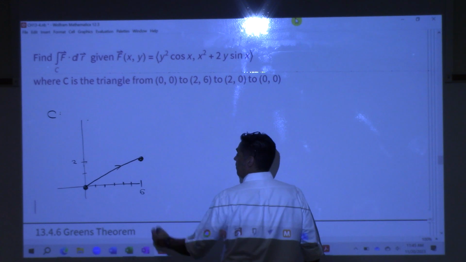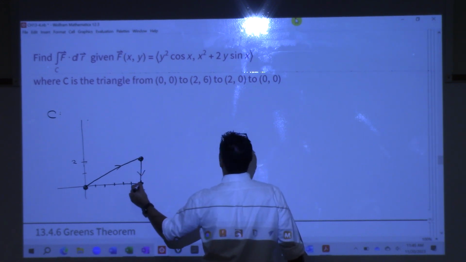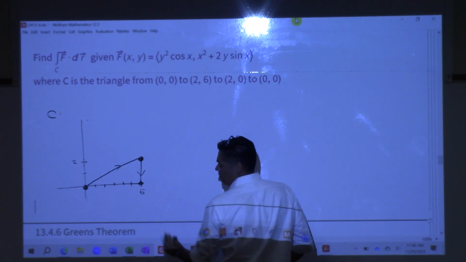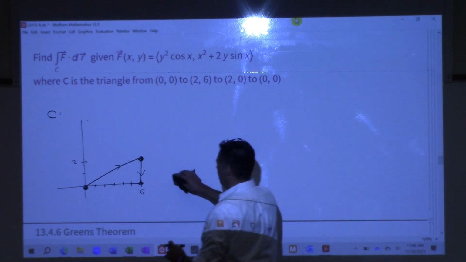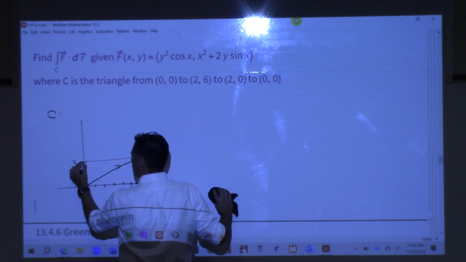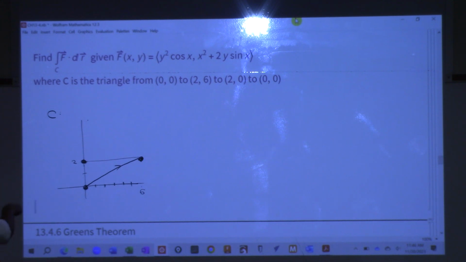And then down to 2, 0. Or 2, 6. Wait, what? 2, 6 to 2, 0. Whoa, I'm totally messing myself up here. I got to read what's up there. Where am I going? Wait a minute. 0, 0 to 2, 6 to where? 2, 0 to 0. I think that's a typo. No, it's just that you have the x-axis on the y. Oh, no.